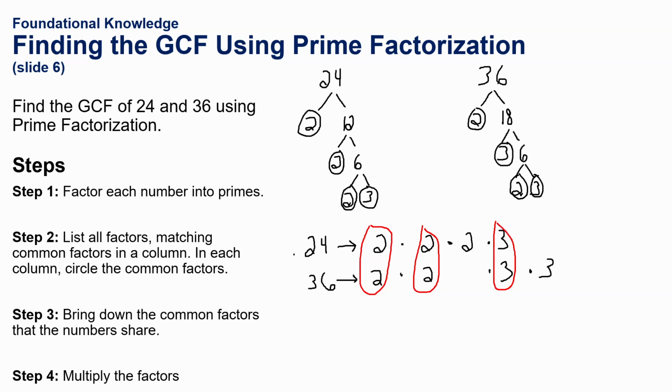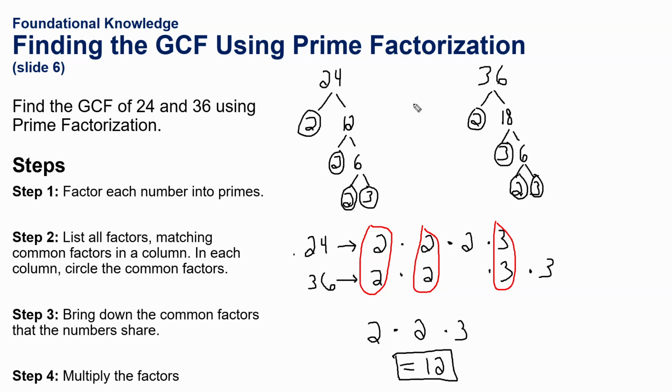So what we're going to do now is bring down the common factors the numbers share. So this 2 and this 2 are shared, this 2 and this 2 are shared. This 2 is not, so I can't bring it down, but I can bring down this 3. So now we have 2 times 2 times 3. Step 4 is to multiply those factors. 2 times 2 is 4. 4 times 3 is 12. So this confirms what we showed in the previous slide, that the greatest common factor is 12.